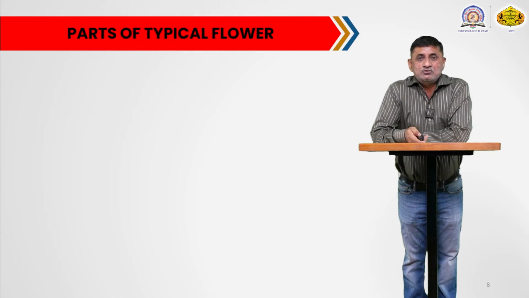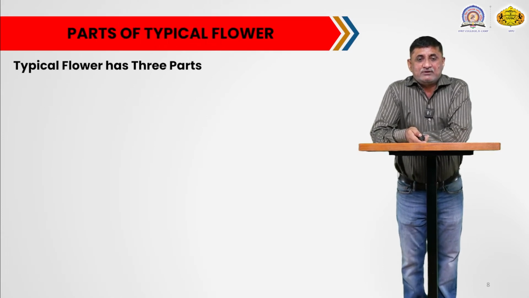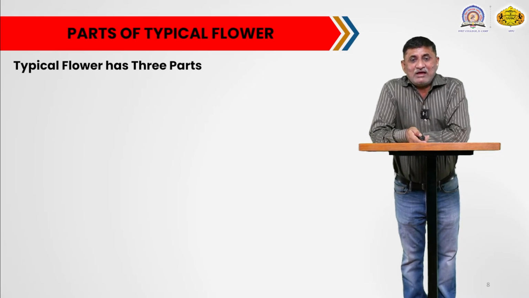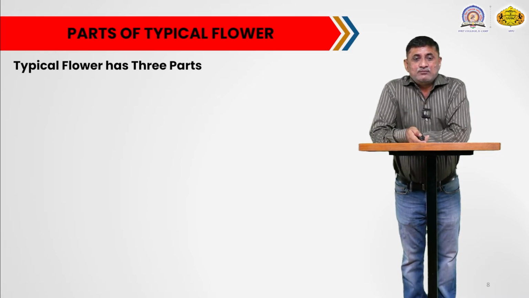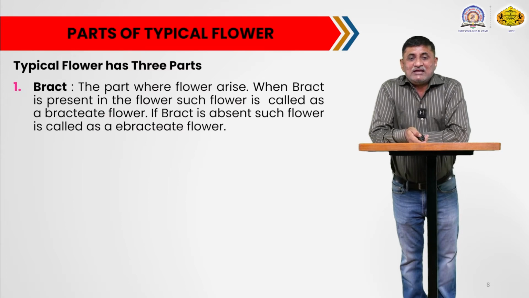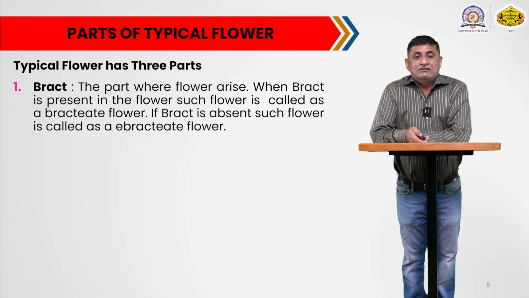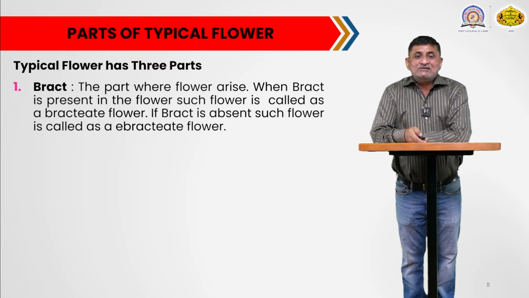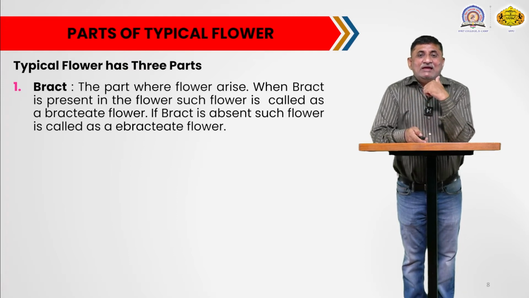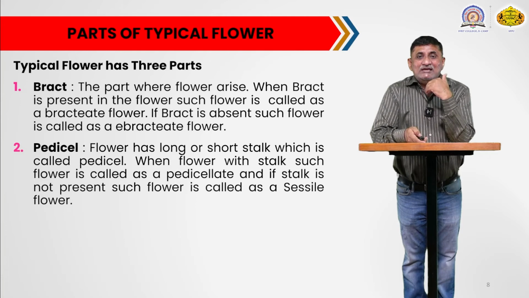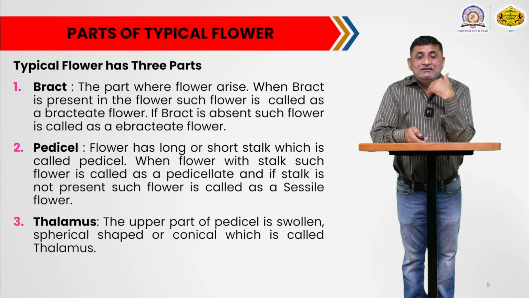Now we are going to learn each part of a flower. The typical flower has 4 parts. What are those 4 parts? The first 3 parts are called the bract, the pedicel, and the thalamus.